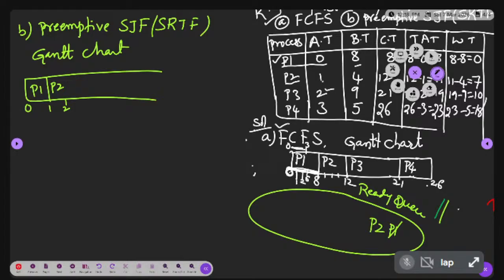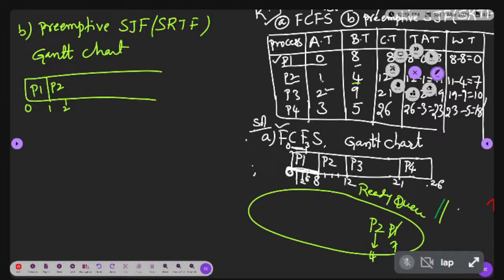At 2 seconds, process P3 arrives. Before going to P3, see, when P1 or P2 arrived, after 1 second, check the requesting time: 4 seconds. But P1 is already there, requesting a total of 8 seconds, and unfortunately 1 second is over, so it needs 7 more seconds. Now you see, at 1 second, P1 and P2 are both there.